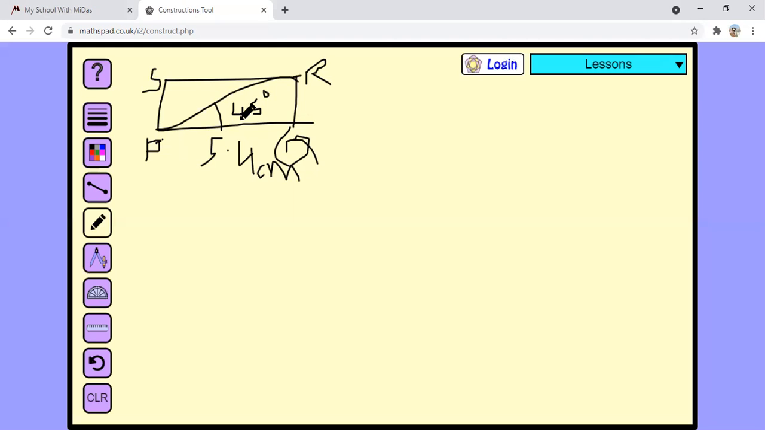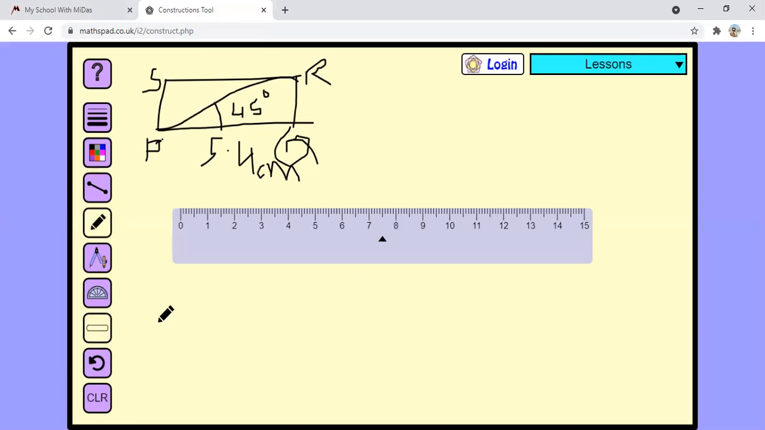In such a condition, how to construct the rectangle? That I want to teach you here. How to construct this rectangle when one side of the rectangle is given and the angle made by the diagonal with the side is given. In such a condition, how to construct it? First of all, we have to take the help of a ruler.